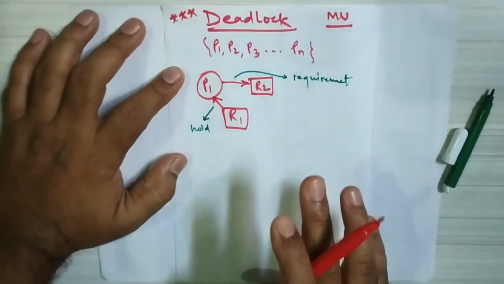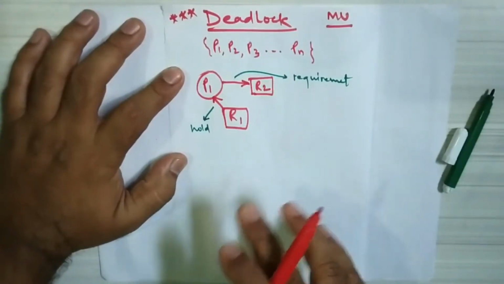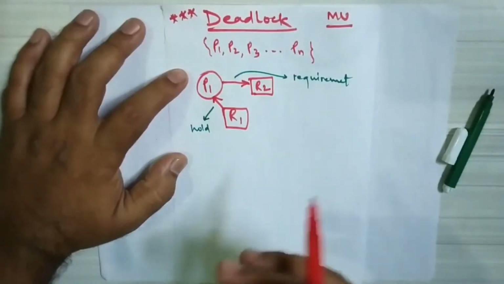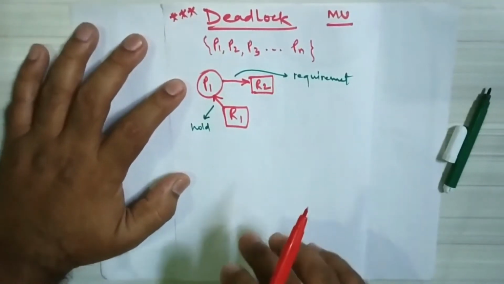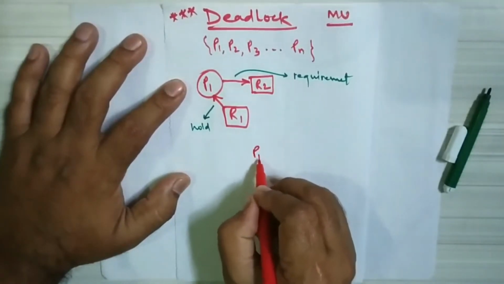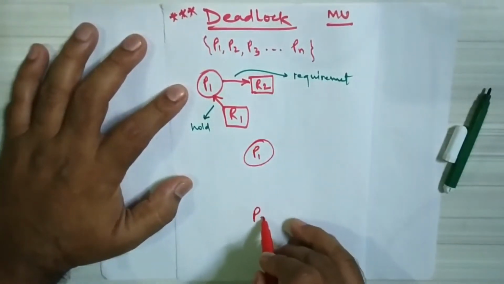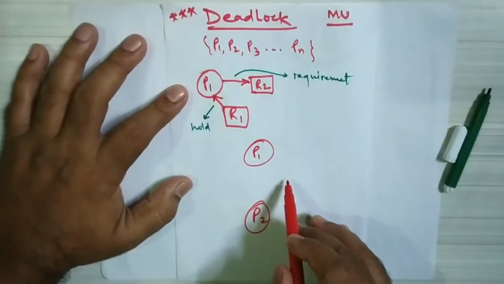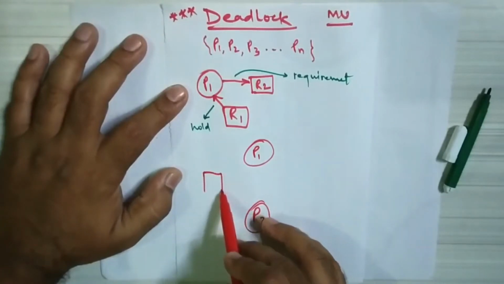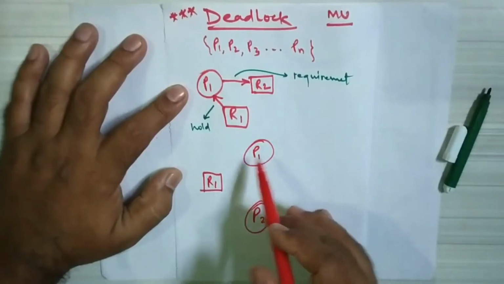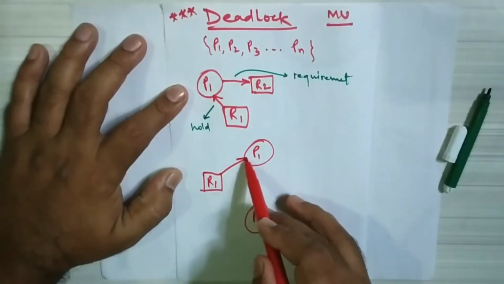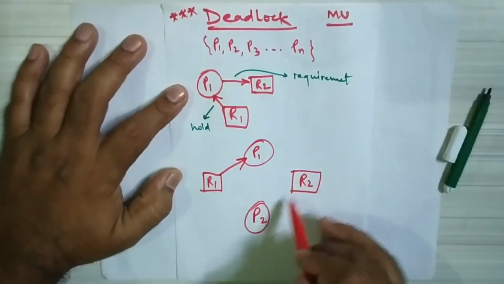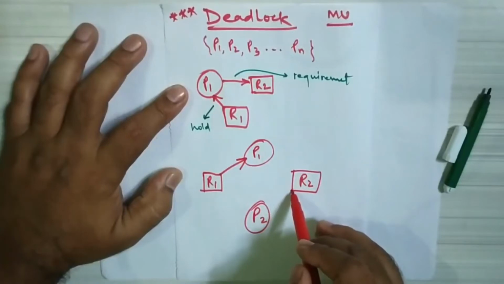When a set of processes wait for some resources which are held by some other process within the set, this condition is called deadlock. Let us understand how this happens. Imagine this is the process p1 and this is the process p2. I will draw r1 over here. p1 has resource r1 and p2 has resource r2.